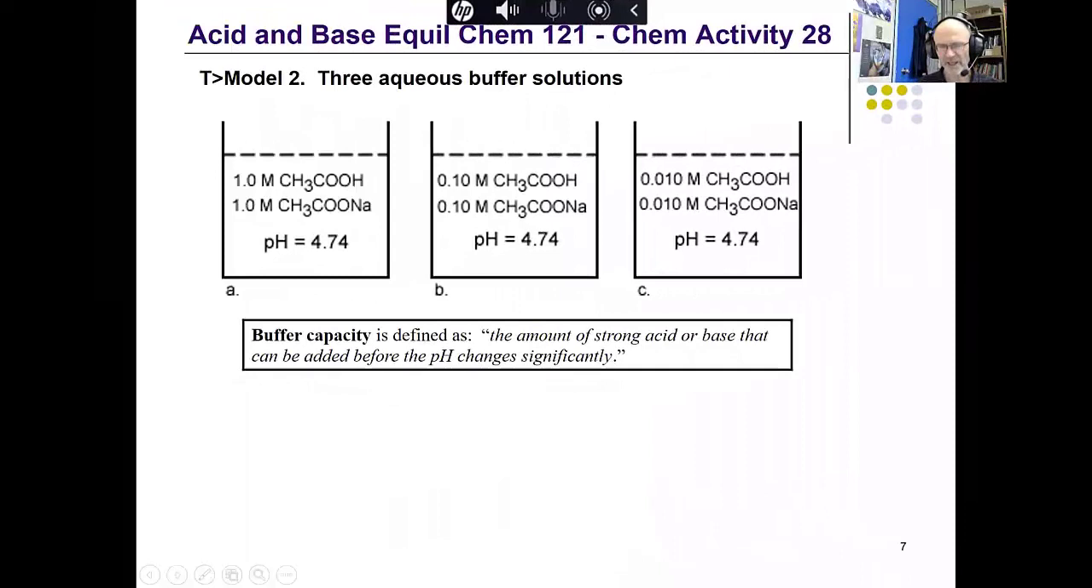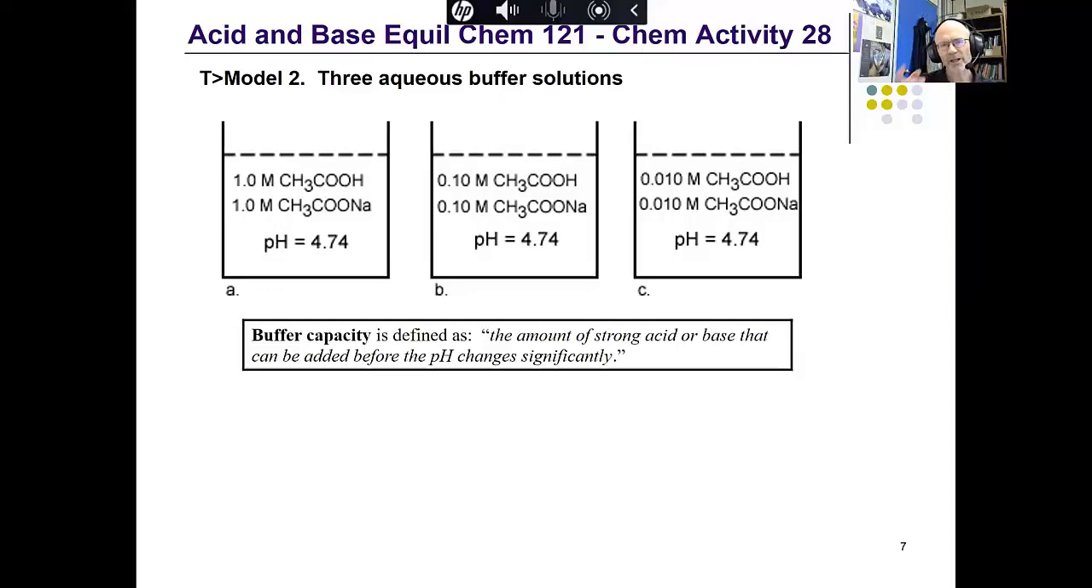One other concept I'd like to introduce related to buffers, and this is found on page 184. I have here 3 different beakers, all of the same buffer system. You can see that actually they all have the same pH. And perhaps that shouldn't surprise you because you have equal concentrations of both the conjugate acid and conjugate base. And it's the same buffer system, so the pH is going to equal pKa. But those buffers aren't all the same.